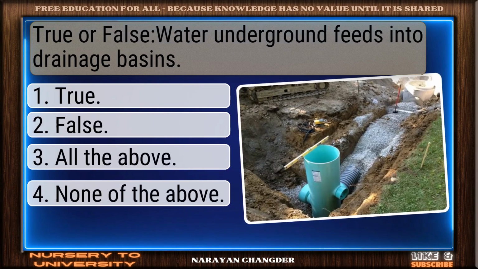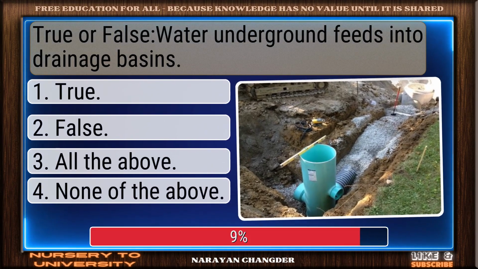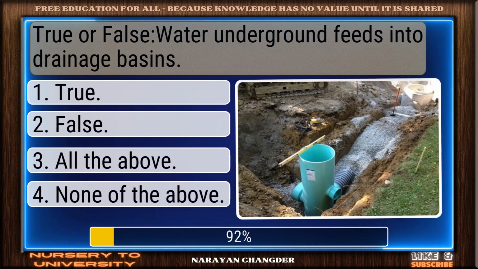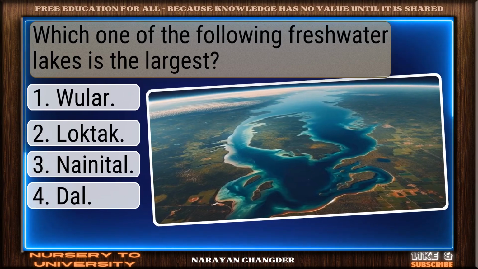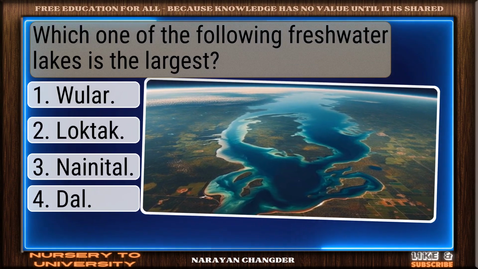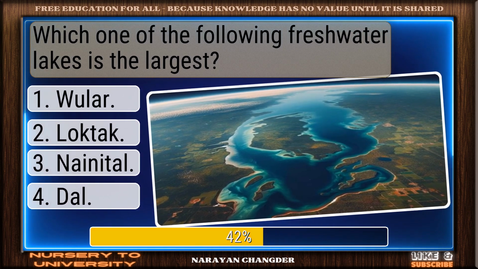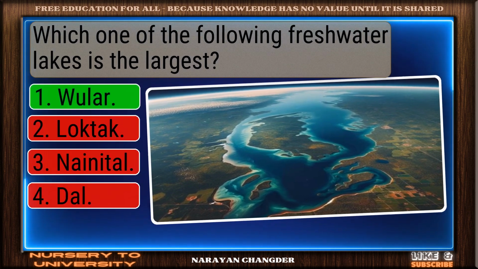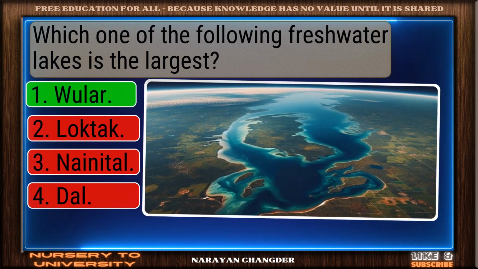Question number 91. True or false? Water underground feeds into drainage basins. Bravo! True is the answer. Question number 92. Which one of the following freshwater lakes is the largest? Sharp thinking. Wular is the right choice.